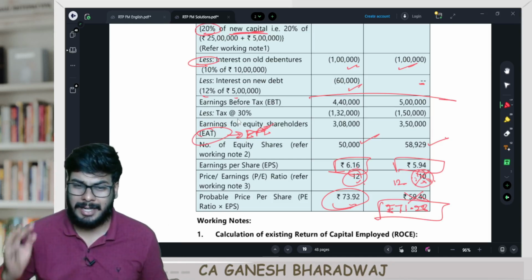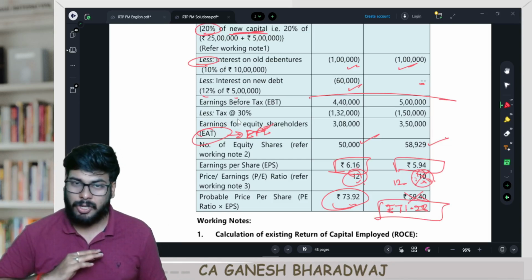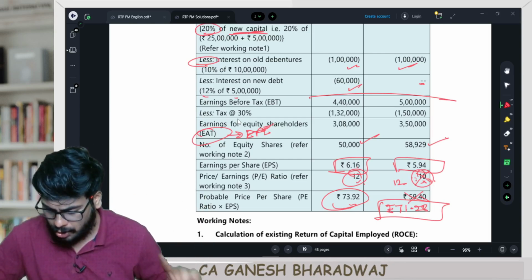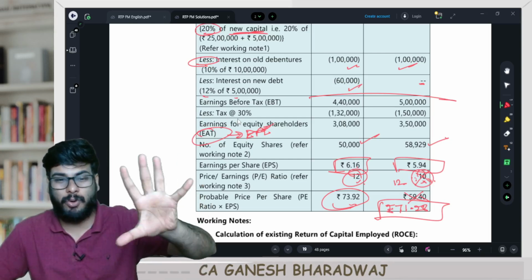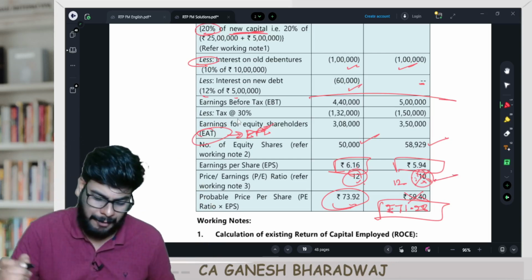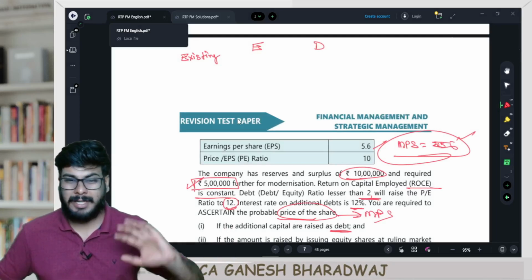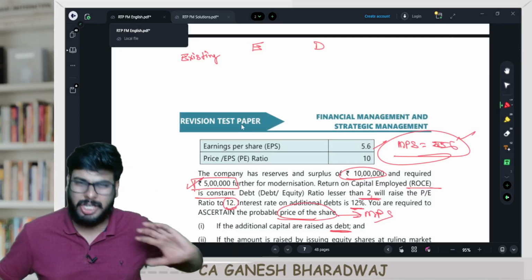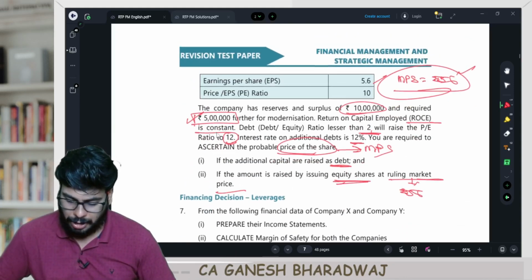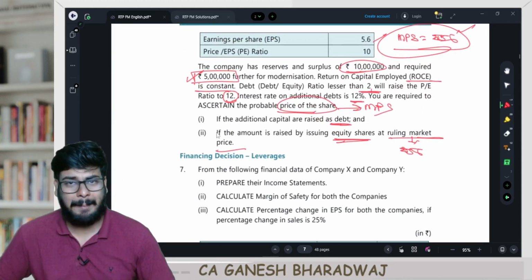As simple as that. It's pretty much a straightforward question. The normal calculations, whatever we've seen, it's a very regular question only. The only difference is there's some issue or error with respect to calculating the PE ratio for alternative 2, right? But for that, every other aspect is going to be the same that we've seen generally in these type of questions, right? So with that, we are done with this particular question on your capital structure decisions.